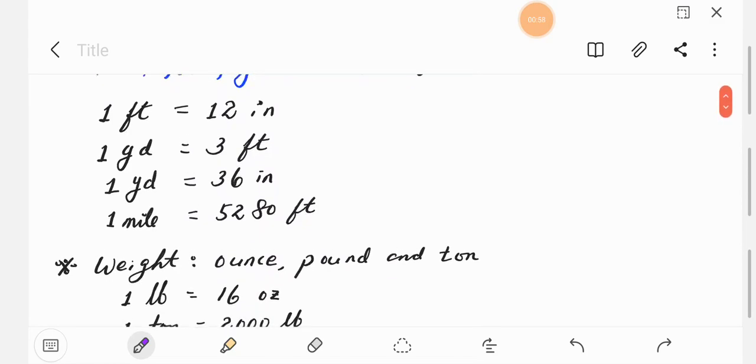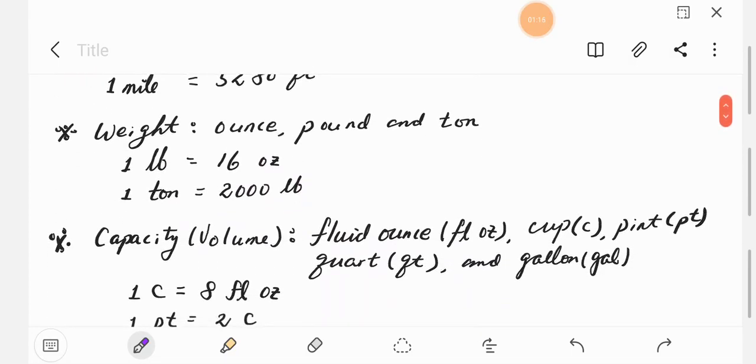And 1 mile, we usually don't convert miles into feet, but 1 mile is equivalent to 5,280 feet. So these are the units for length. How about the weight? We use ounce, pound, and ton. So 1 pound is 16 ounces, and 1 ton is 2,000 pounds. Usually we use these 3 units for the weight. So it's pretty simple.